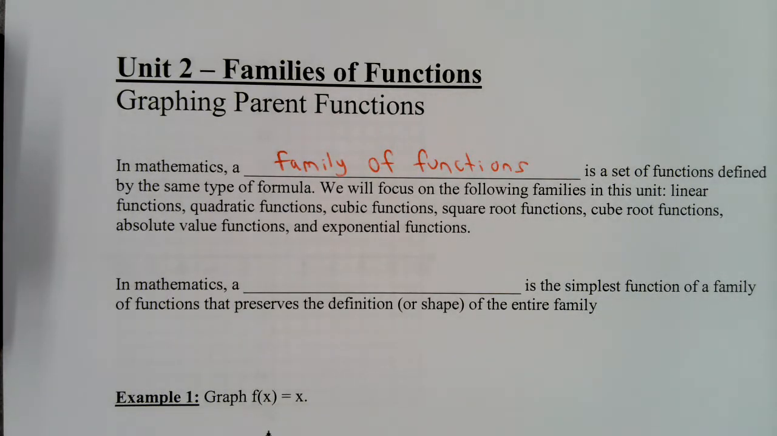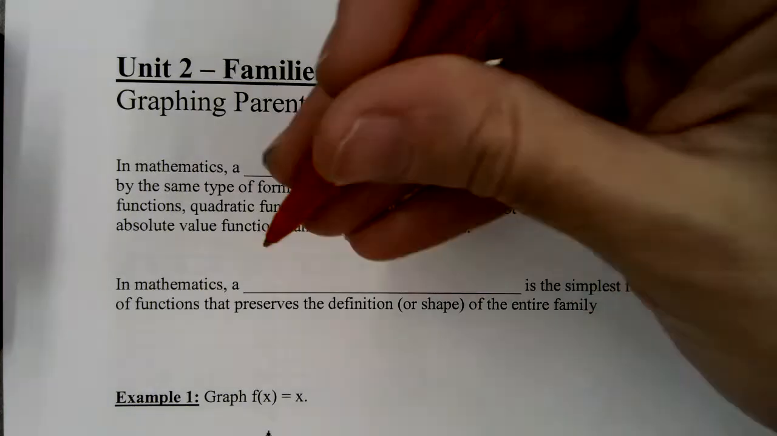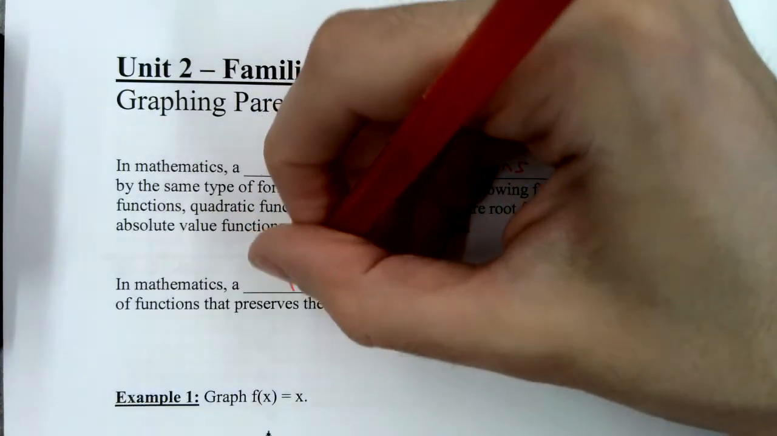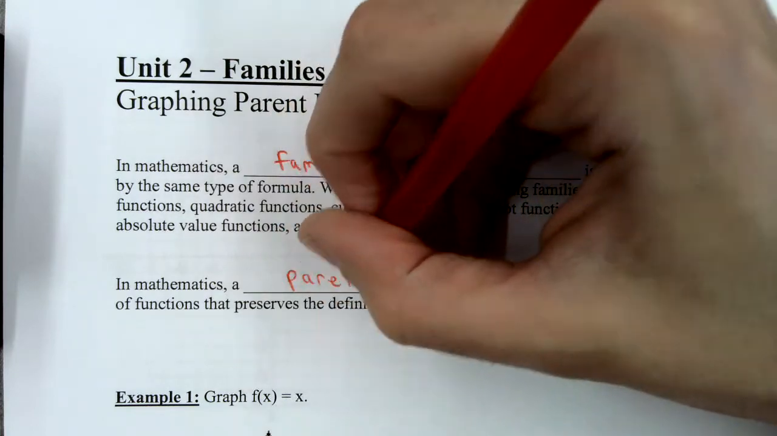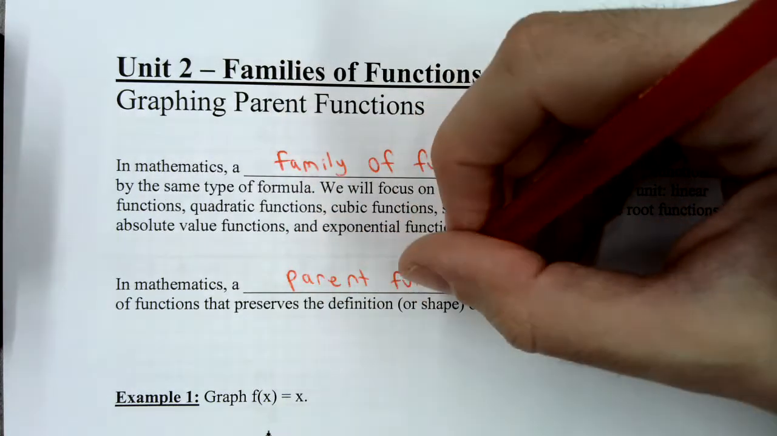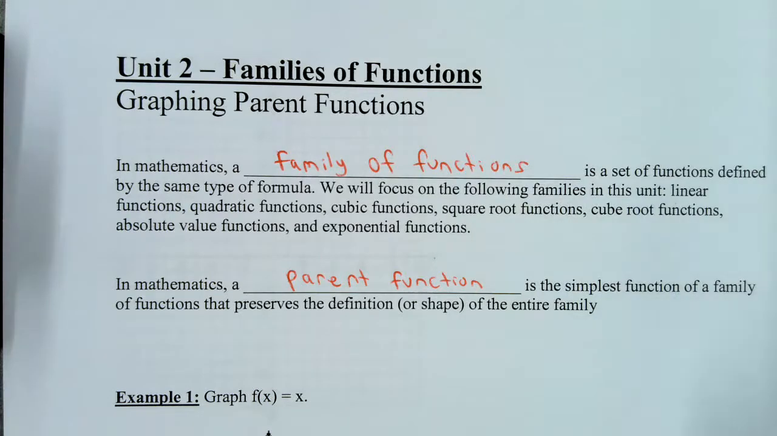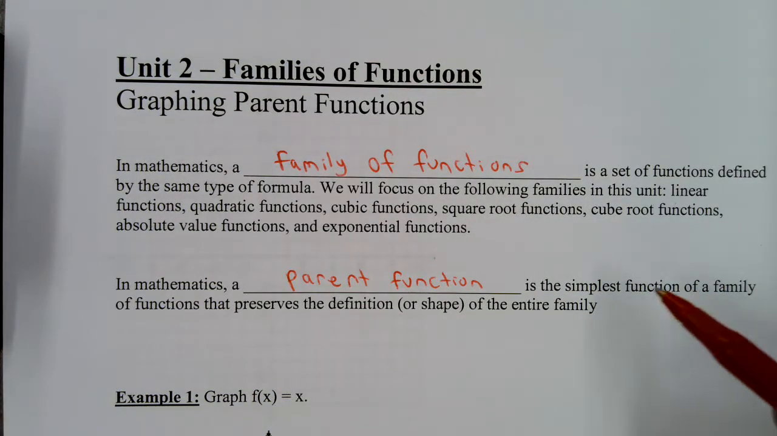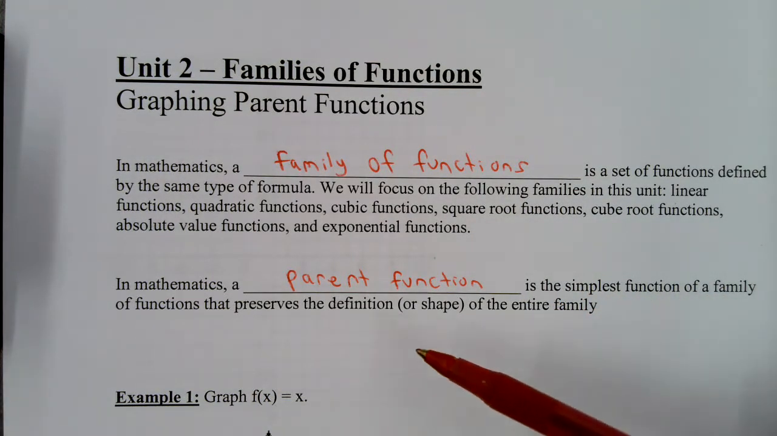And the lesson is called parent functions. This next definition is parent function. In math, a parent function is the simplest function of a family of functions that preserves the definition or shape of the entire family. So we're going to graph 7 parent functions today in this lesson.